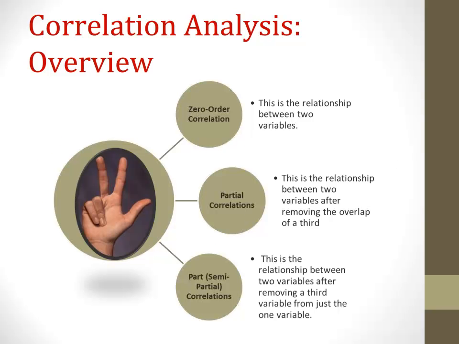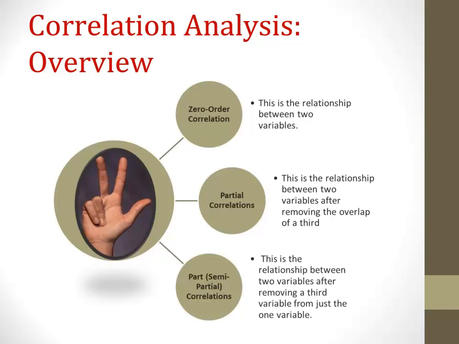The part, or semi-partial correlation, examines the relationship between 2 variables after removing a third variable from just one of the variables. This is sometimes used, but more often when a researcher is conducting a bivariate correlation or wants to do a simple correlation, they'll conduct a partial correlation. And a partial correlation examines the relationship between 2 variables after removing the overlap of a third or fourth or fifth variable, and it removes it completely from both variables.